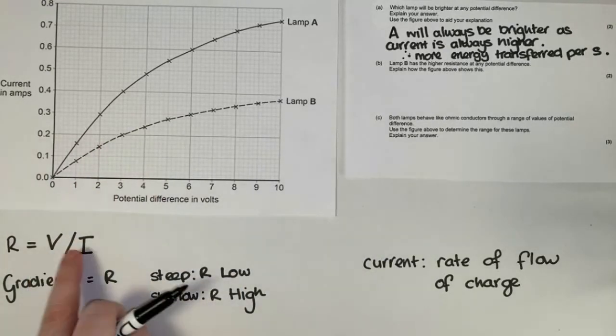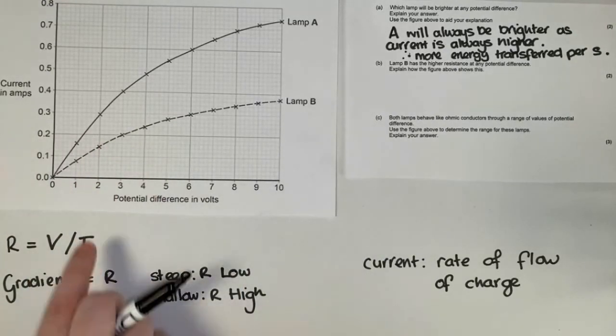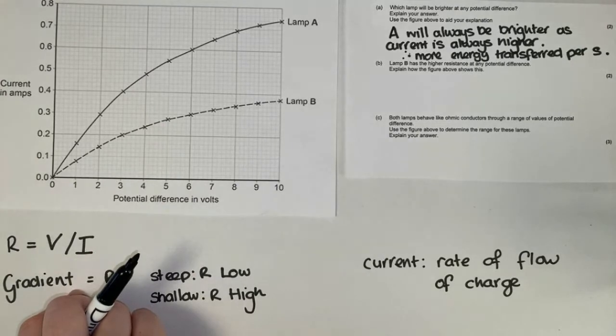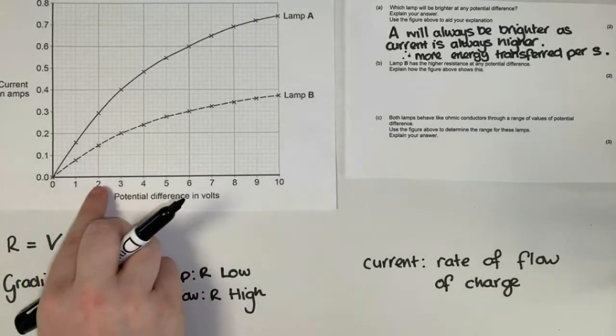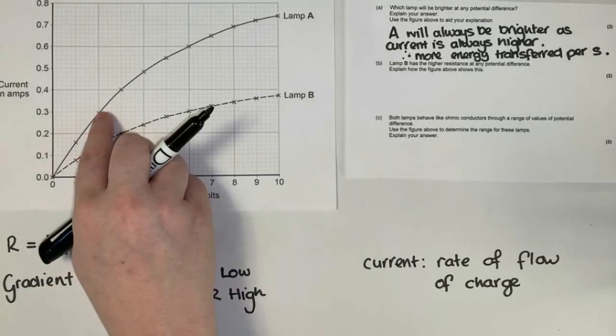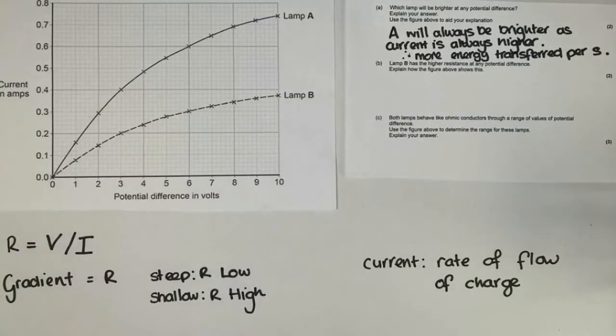So I'd be doing 2 divided by 0.1. If I wanted to work out the resistance for lamp A, I'd still be using 2 volts, but now I'd be dividing by 0.3. So I'd be dividing by a bigger number, which would mean my resistance would be lower.